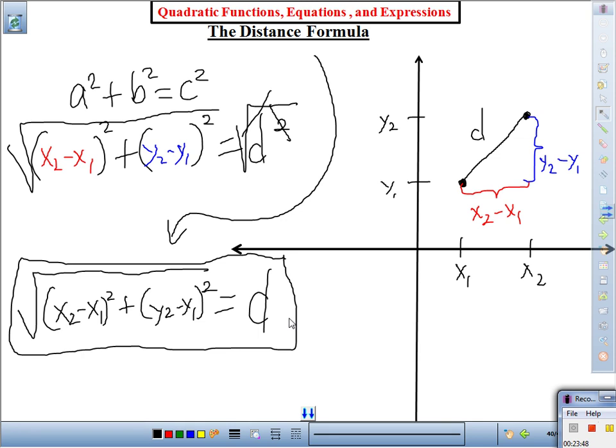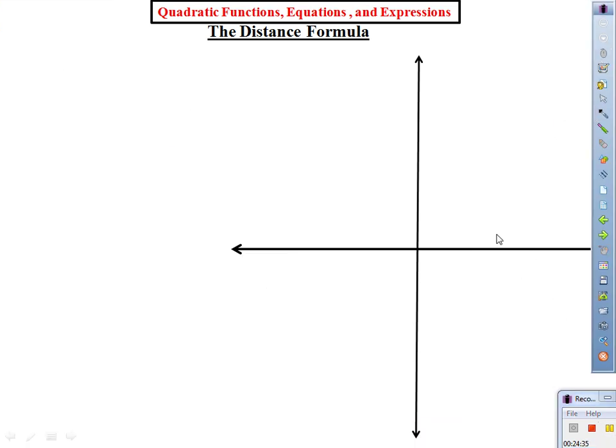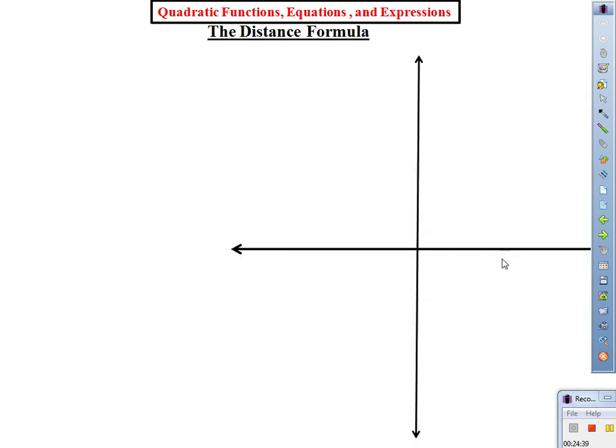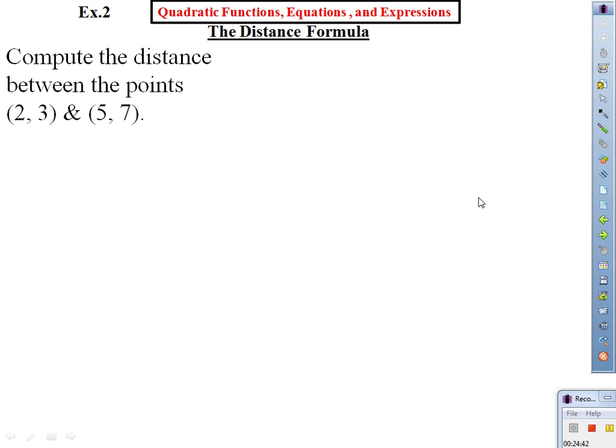Everybody done copying that? Okay. Copy that really quick. 10 seconds. Let's apply it to a problem on your Cornell notes. Copy this one, please. Example 2. Compute the distance between the points (2, 3) and (5, 7). And once again, I don't want this graphed, and I don't want to use the Pythagorean theorem. What are we going to use? The distance formula. All right.